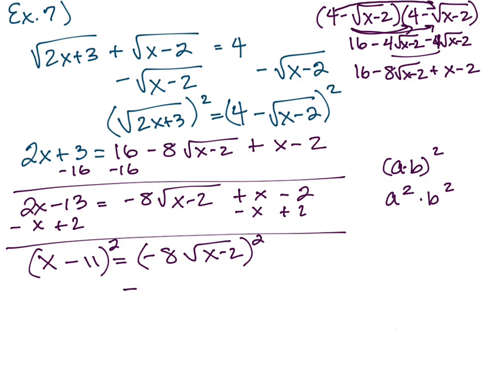So that's going to be a positive 64. And what happens when I square the square root? It goes away. That's why we're doing this. So we just have 64 times x minus 2. Deep breath. Let's talk about that other side. X minus 11 group squared. How's that come out?